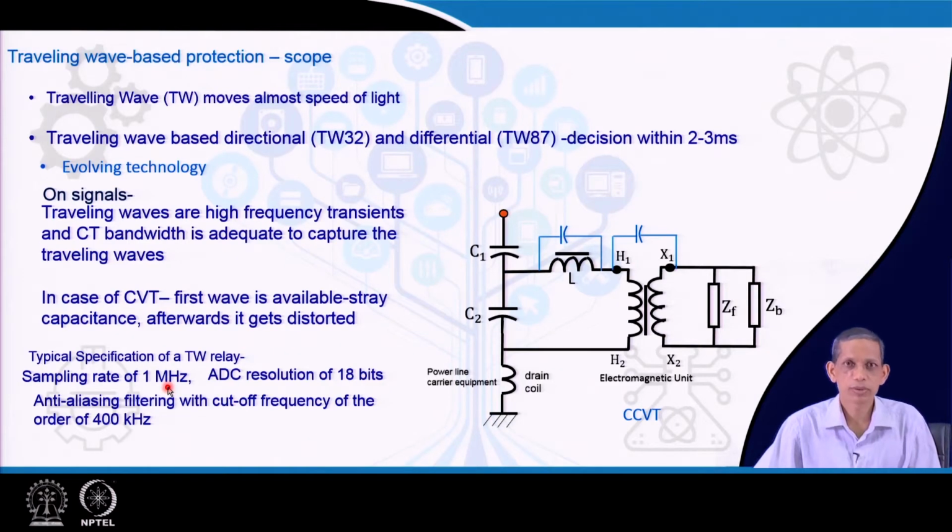A typical specification of a travelling wave relay is that the sampling rate is 1 megahertz, as compared to a few kilohertz for conventional phasor based relays. The ADC, A to D conversion, is typically 18 bits, as we require more accuracy, compared to 12 bits or so for a normal relay. The anti-aliasing filter cutoff frequency is 400 kilohertz, associated with the 1 megahertz sampling rate.